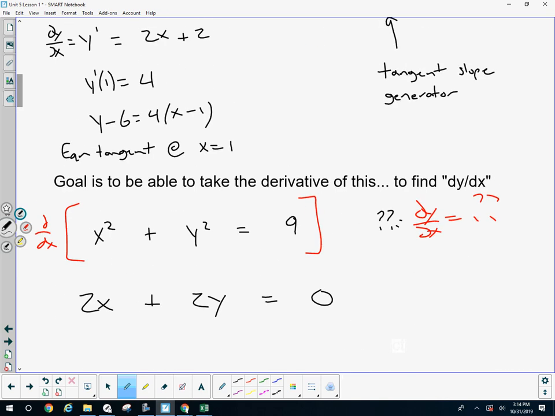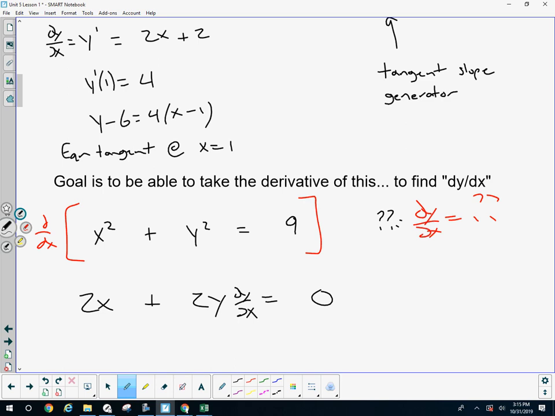2x plus 2y equals 0 was wrong. Adjust it so that it's correct. Discuss with your neighbor. What's your adjustment? Two y dy dx is correct. Okay, cool. There's my dy dx that I was looking for.